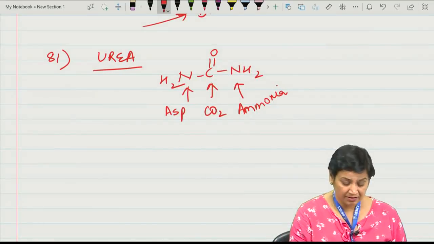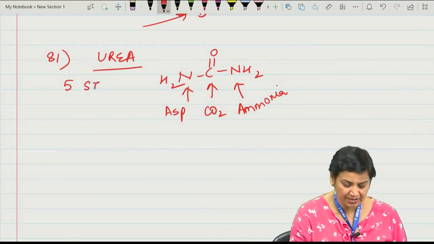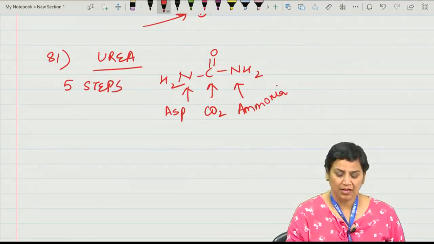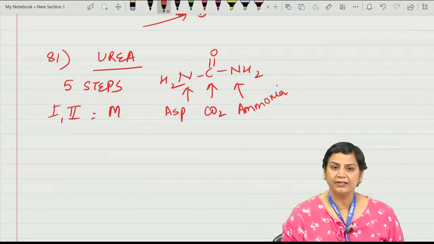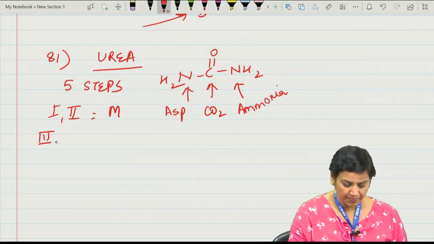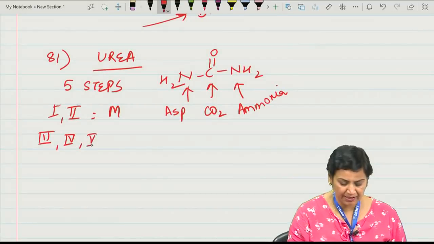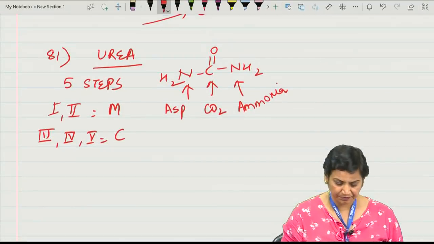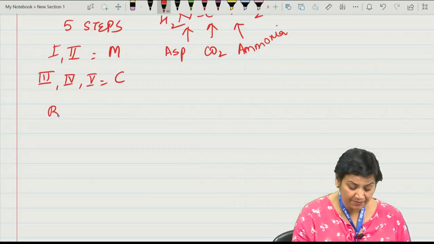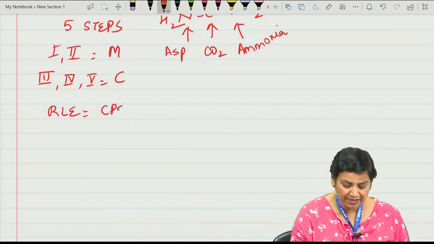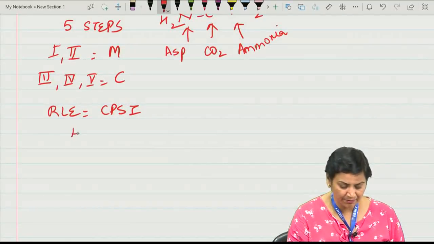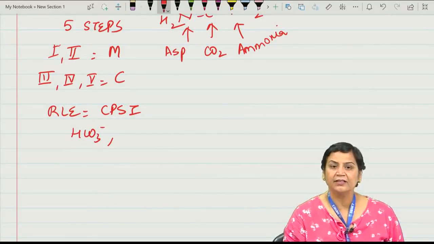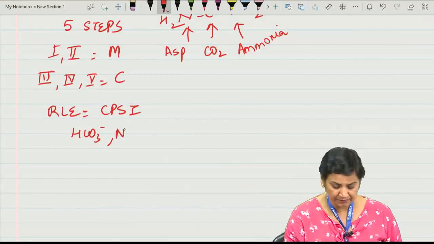Urea cycle consists of 5 steps. First and second, 2 steps you can say, occur in the mitochondria. Third, fourth and fifth occur in the cytosol. A rate limiting enzyme of urea cycle is CPS1, and the substrates of CPS1 are bicarbonate ions and ammonia.